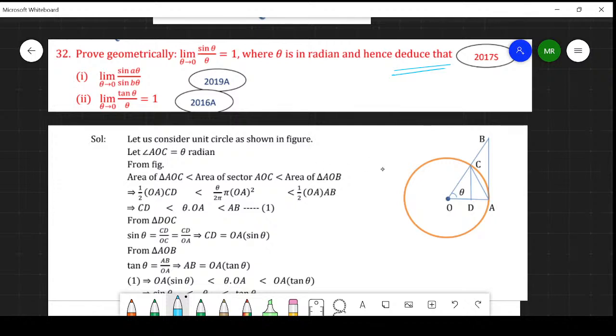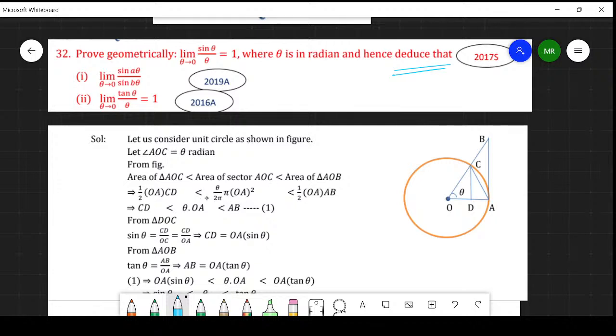Now from the figure, area of triangle AOC is less than the sector AOC. Sector means including the arc. Area of triangle AOC is less than area of sector AOC, which is less than area of triangle AOB. AOB is bigger than the sector and this small triangle. Compare these 3 figures: area of triangle AOC, sector AOC, and triangle AOB. I have written less than.